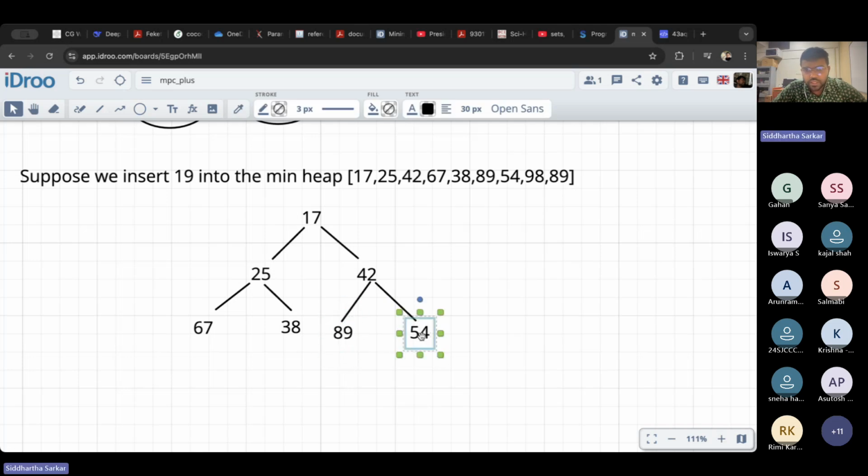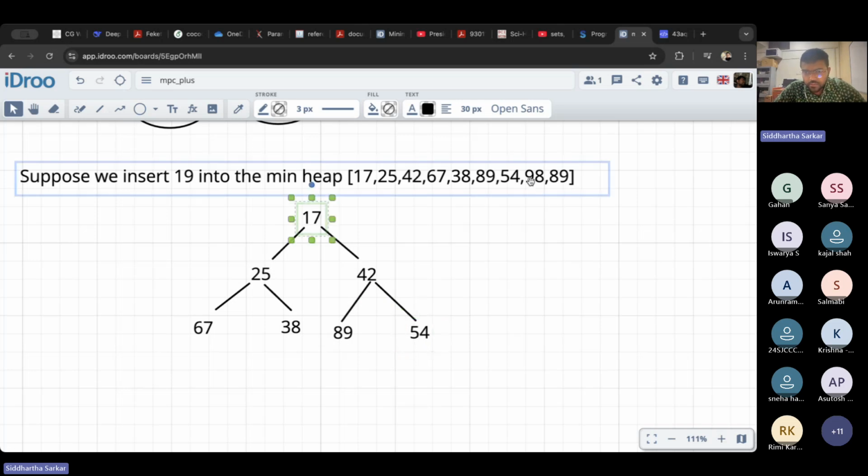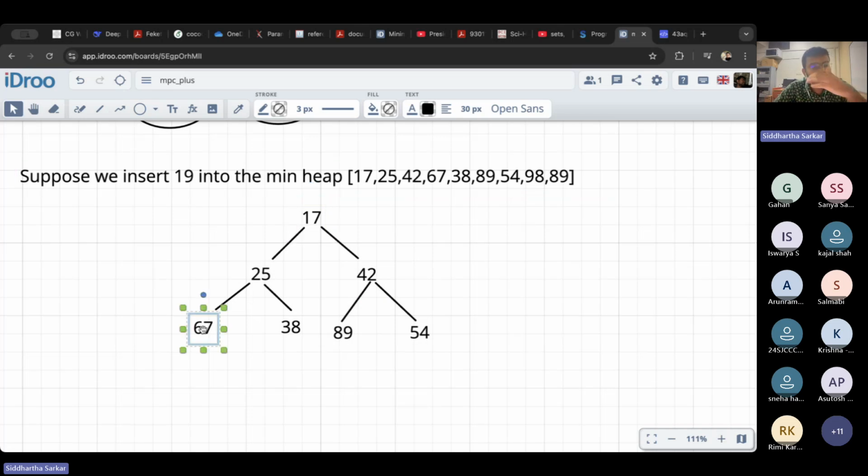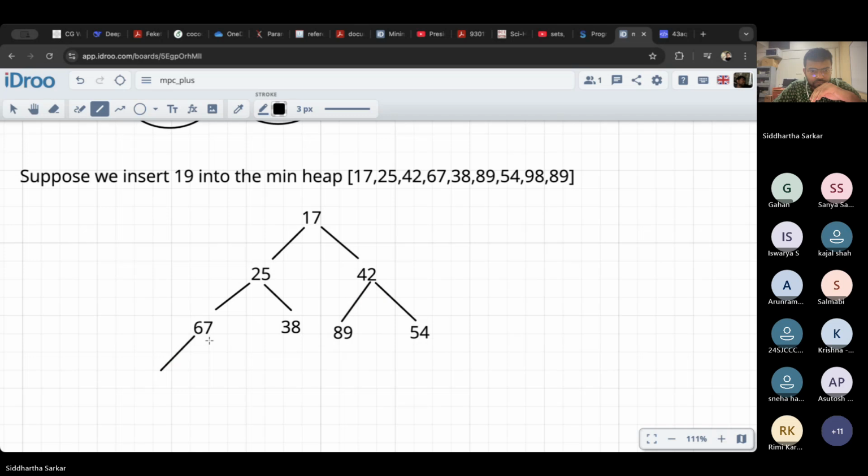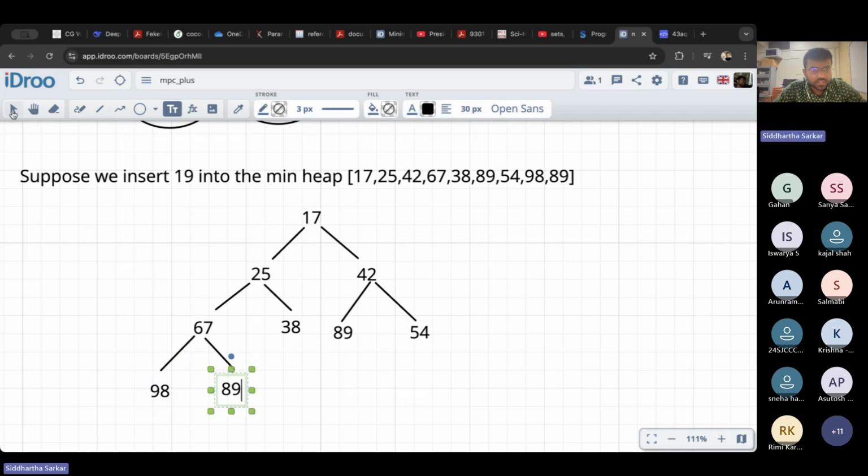So this is level 3 completed. If you consider the root level as level 1, then level 3 completed. Then in level 4, we have two more numbers, 98 and 89. That is going to go as the children of the first node in level 3. So 98 followed by 89. So this is a description of the min heap as per the list representation.